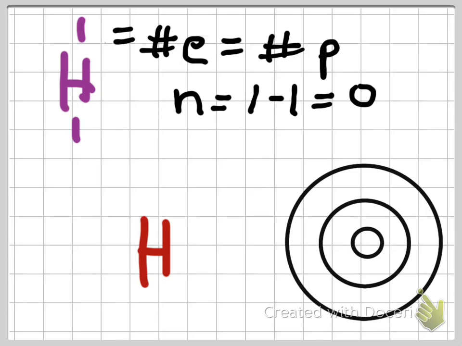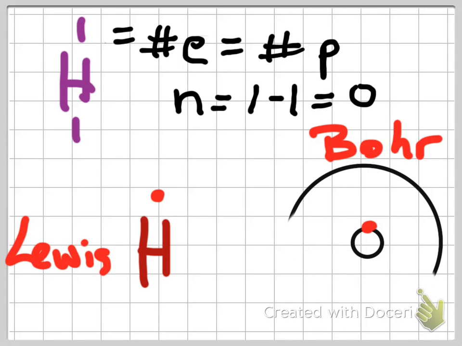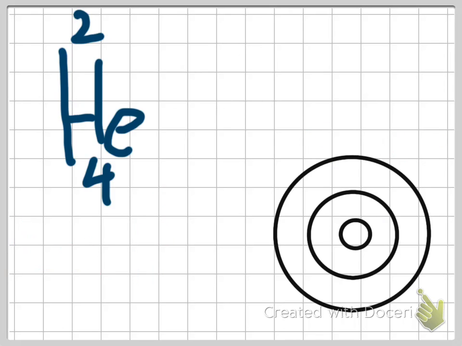how many electrons do we have. We have 1 there, and we have 1 for the Lewis, and this is the Bohr diagram. I'm gonna take these out because you're not gonna use any more than just one orbit. Okay, let's go ahead and do the next one.